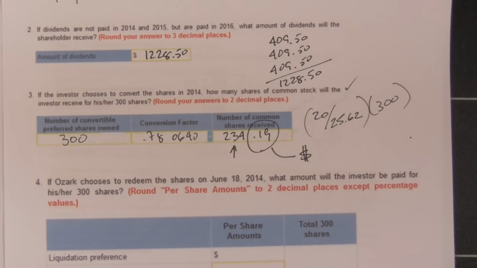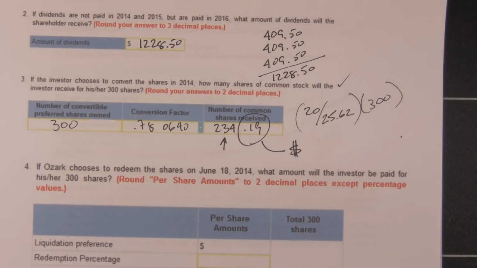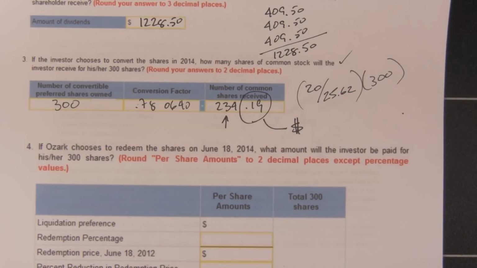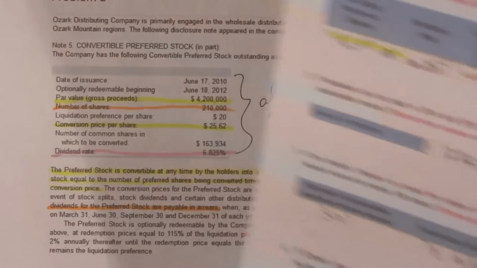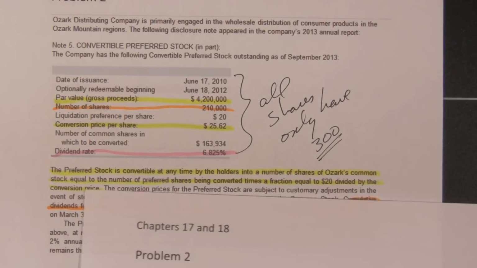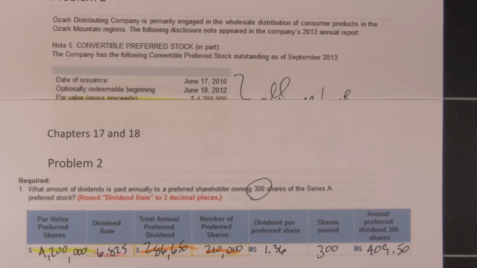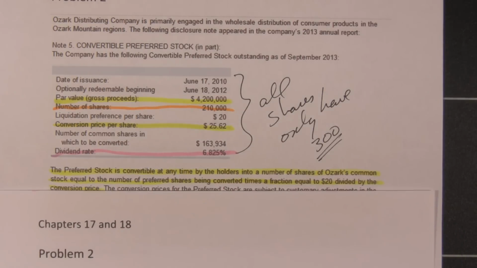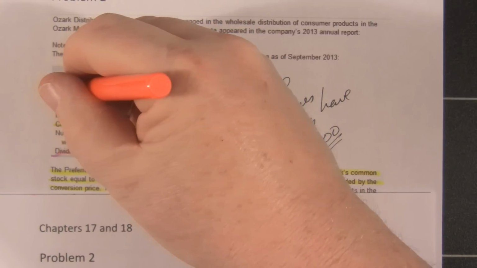Okay, now let's take a look at this piece of it. This says, if Ozark chooses to redeem the shares, what amount will the investor be paid for his or her 300 shares? Remember, this is 2014. So let's go take a look and see what pieces we need here. Okay, the redeemable period begins 2018 or 2012. So this is 2014, so we need that piece. Let me get a different color so you can see it. We need that piece.